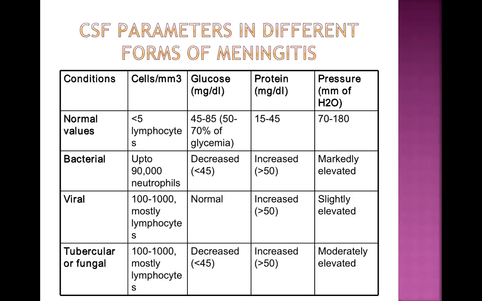Then you send it for the glucose level, the protein level, RBC and WBC. We send all of these things to the lab, and another type of test we do is a Gram stain, AFB stain, and culture and sensitivity test. So these are the routine investigations from a CSF sample.